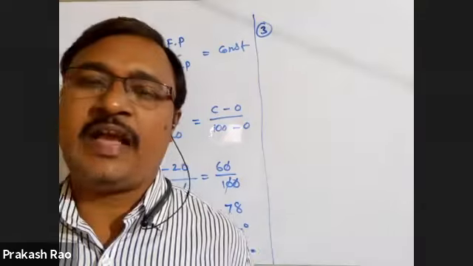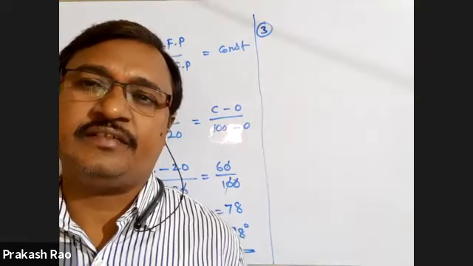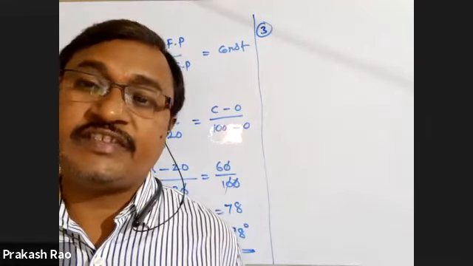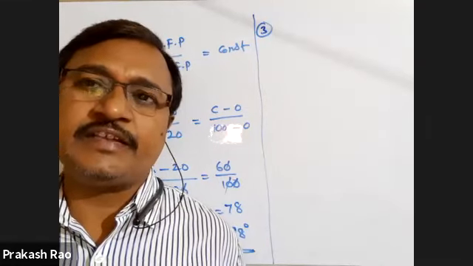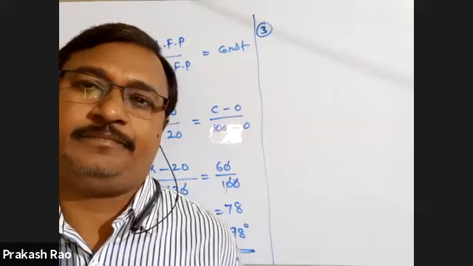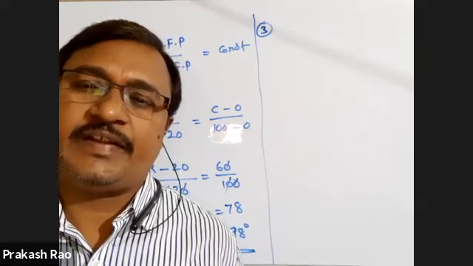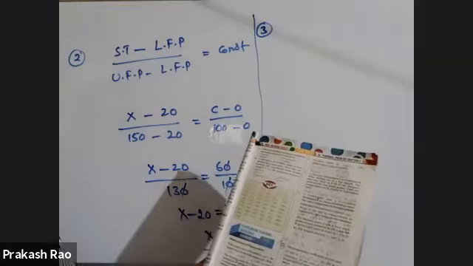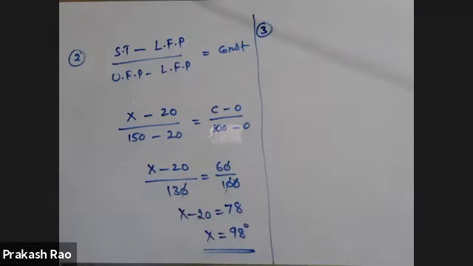That hot bath will have some temperature, say 60 degrees centigrade. So both will show the same value, not the same reading. Readings are different, but the value will be the same. The reading of the Fahrenheit thermometer is 3 times that of the Celsius scale. Then what is the temperature of the hot bath? And if you see, all the final answers are given in degrees centigrade.